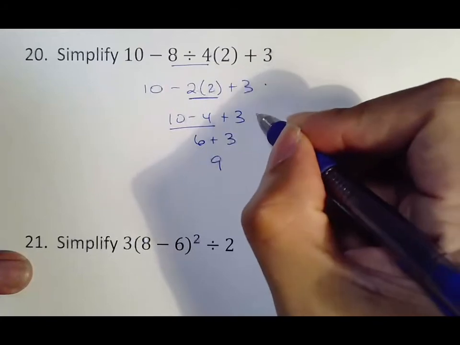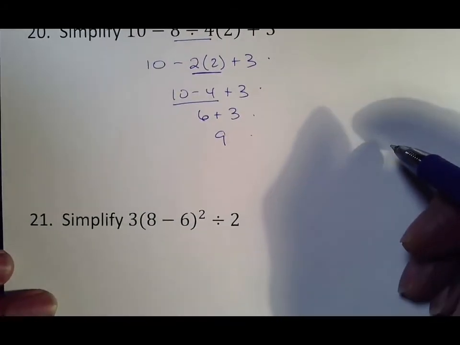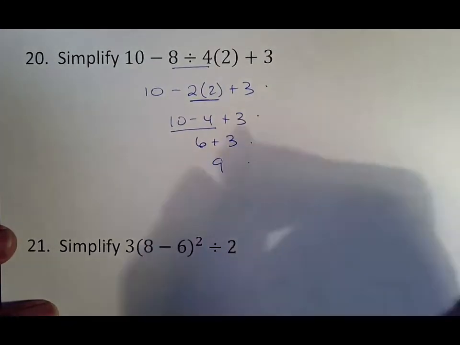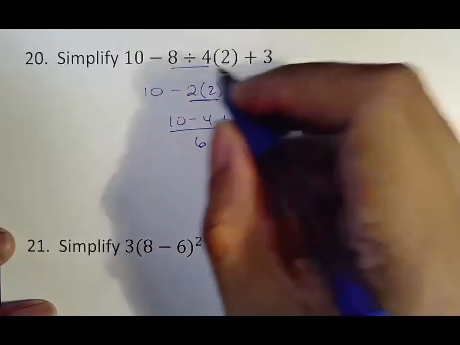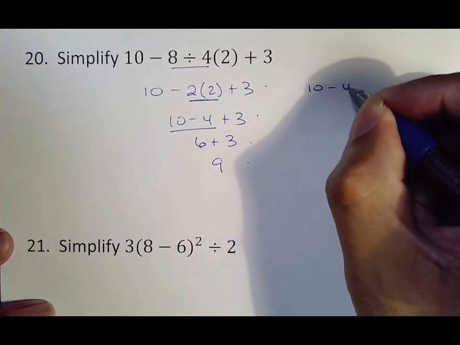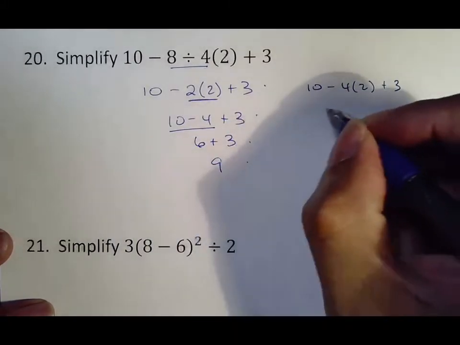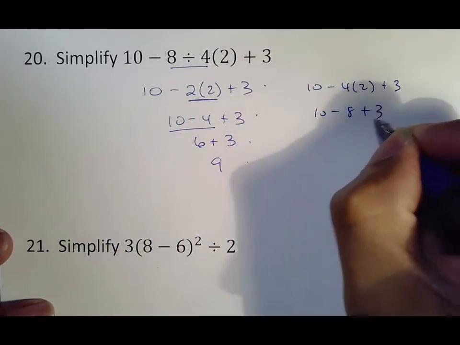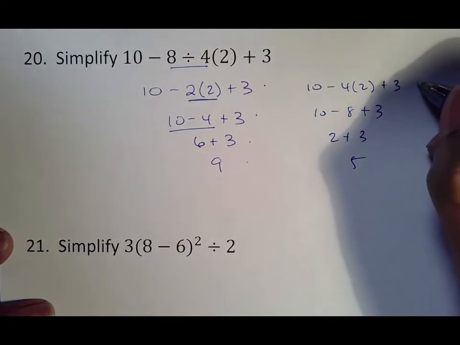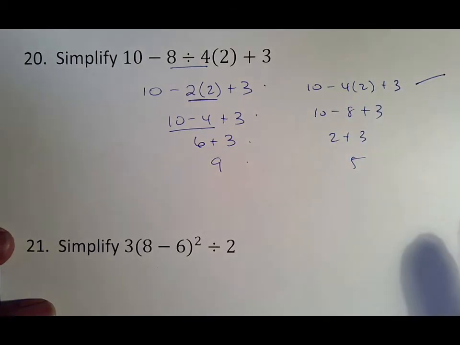So remember that this is worth 4 points. Show your work on that stuff so your teacher can actually give you the points that you deserve. Let's say, for example, that you did your first step and you accidentally did 10 minus 4 times 2 plus 3, which of course is not right. And then you did 10 minus 8 plus 3, which is right. And you did 2 plus 3, which is right. And then you got 5. You would actually end up missing this step, but you would get the next 3 points because everything else you did was right.